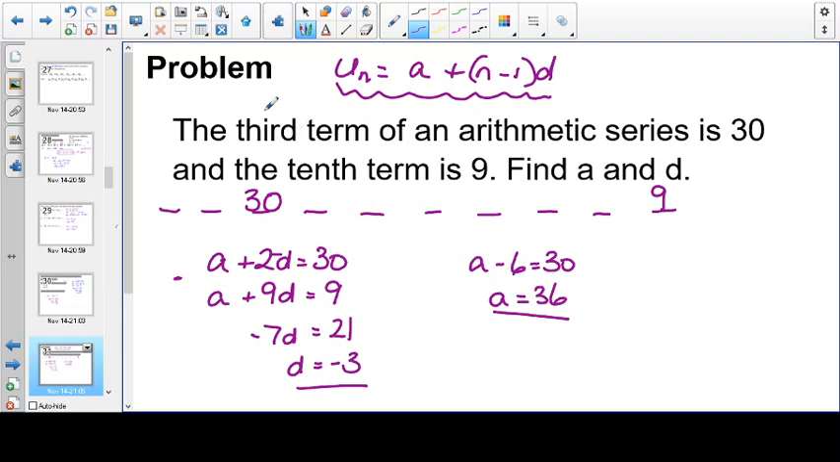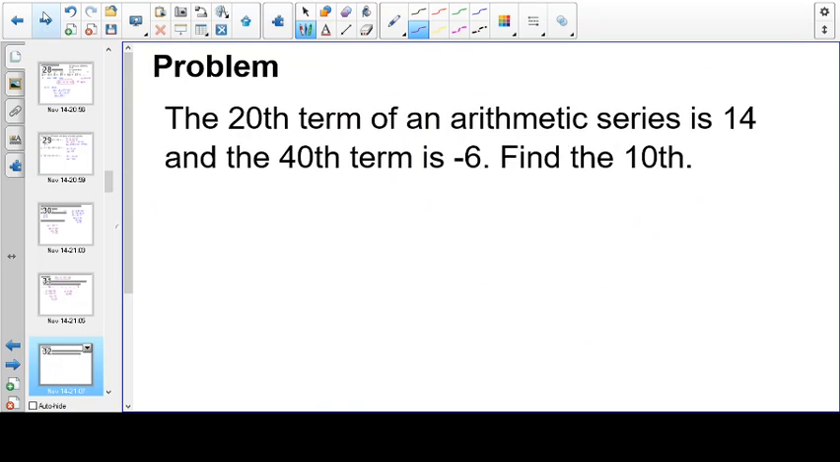Okay, so when you are told positions that our numbers are in an arithmetic series, then use A and D notation and solve. The 20th term of an arithmetic series is 14, and the 40th is minus 6. Find the 10th. Okay, now to find the 10th, we're going to need to know what A and D are. So we've got two pieces of information to work out A and D.